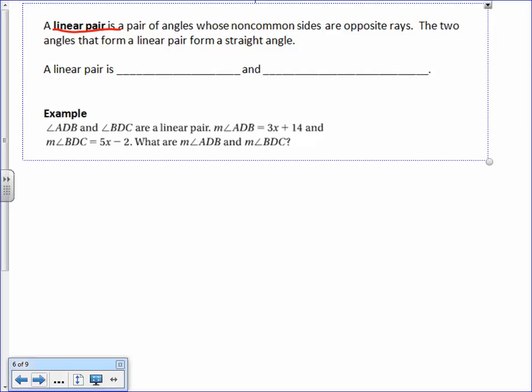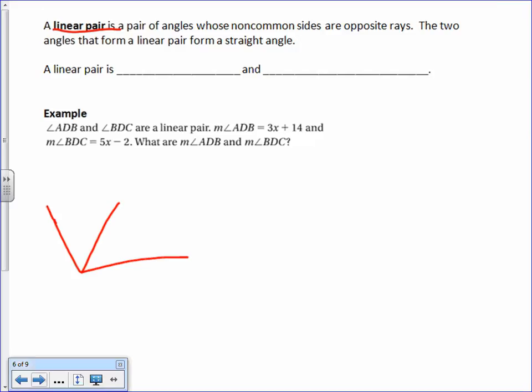A linear pair is a pair of angles whose non-common sides, so I'm going to draw a picture here. Let's say I have this angle and this angle. The non-common sides are opposite rays, okay? So they have to be opposite. So we have this vertex here. So this one would have to go over here. So the non-common sides are opposite rays. But these are both two angles. So this could be angle 1 and this could be angle 2.